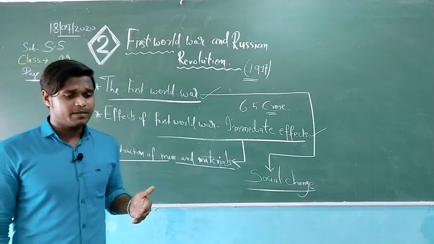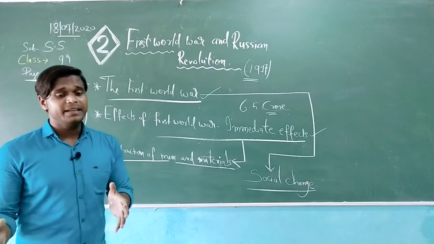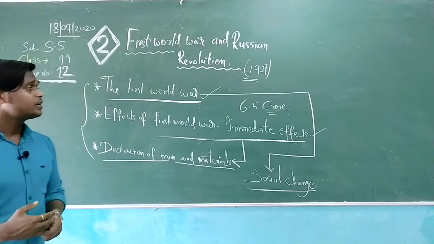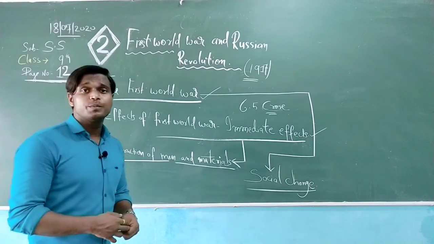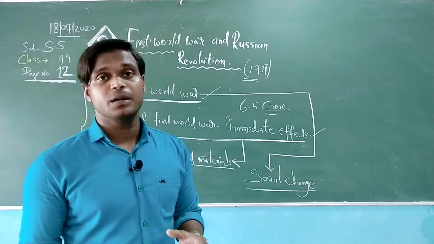For example, 70 lakh people remained permanently handicapped, and more than 1 crore people died, where 2 crore people were injured. This is a very dangerous and horrible calculation about the war.